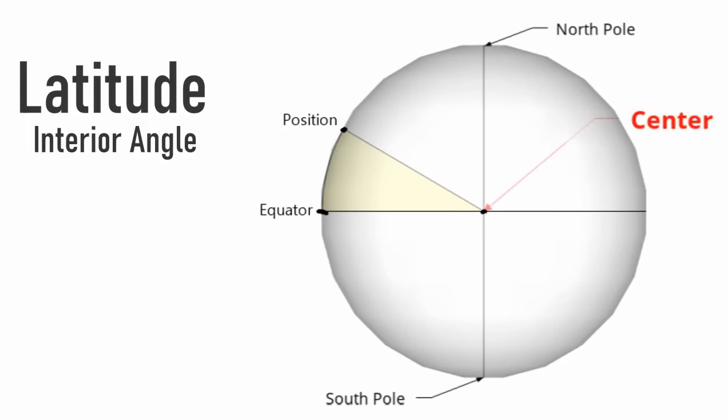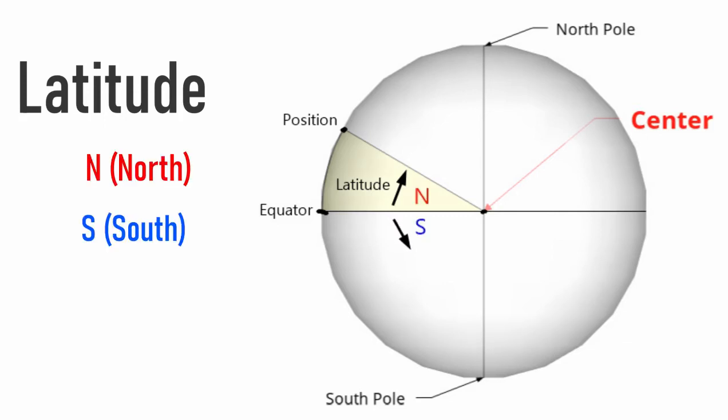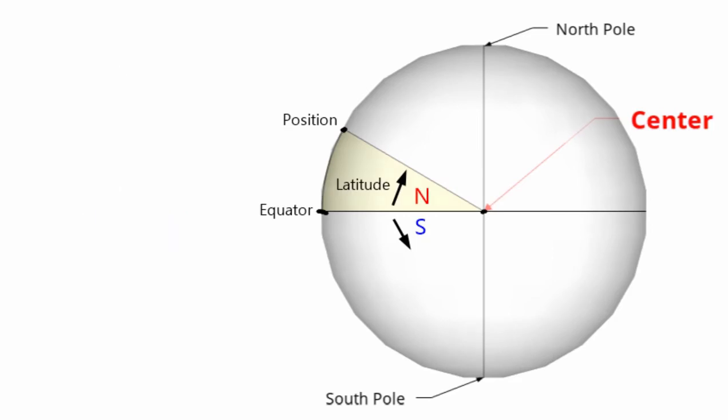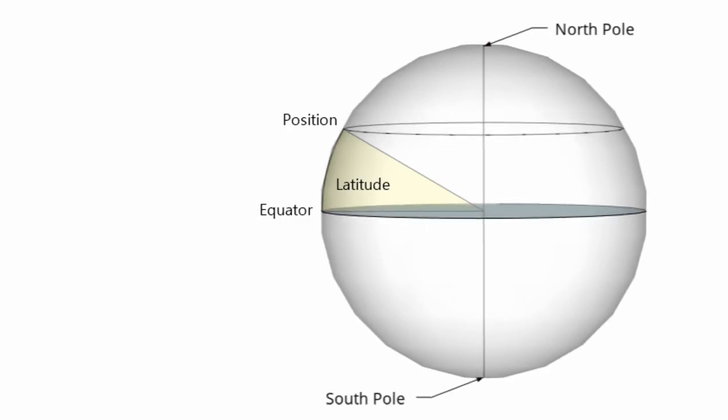The yellow shaded region here shows the angle of latitude. And as with our longitude measurements, latitude is also designated north or south depending on the direction and hemisphere. Latitude measurements begin at 0 degrees from the equator and can go as high as 90 degrees at the poles where they terminate. If you connected all the surface positions with the same latitude, you would have a circle that runs parallel to the equator.